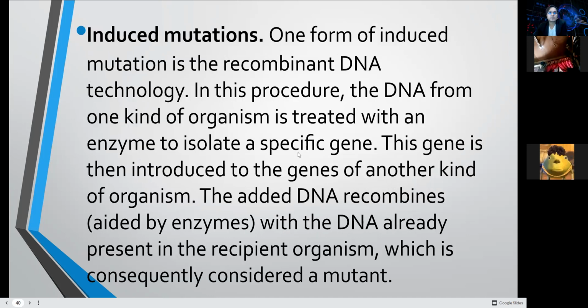The third one is induced mutations. What's with the induced mutations? One form of induced mutation is the recombinant DNA technology. In this procedure, the DNA from one kind of organism is treated with enzyme to isolate a specific gene. This gene is then introduced to the genes of another kind of organism. The added DNA recombines, aided by enzymes, with the DNA originally present in the recipient organism, which is consequently considered a mutant. So this is under genetic engineering.